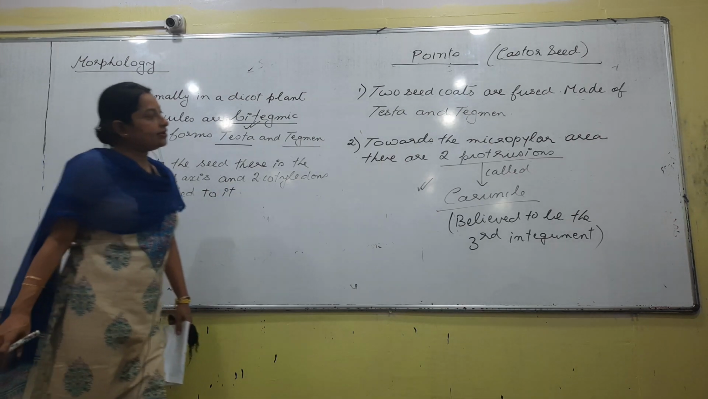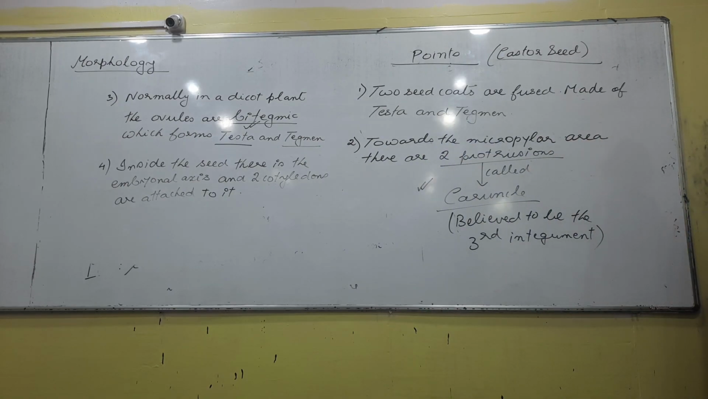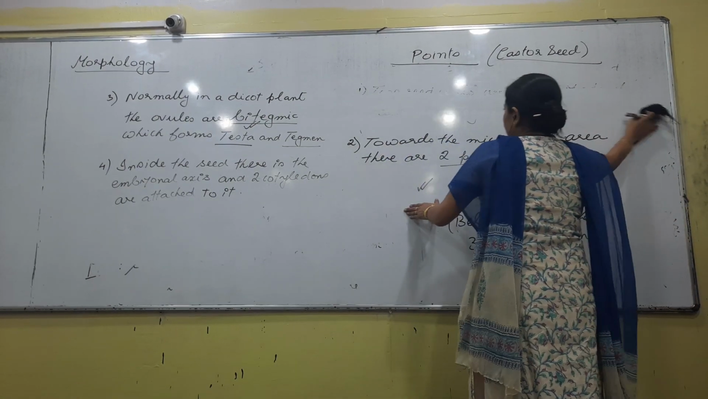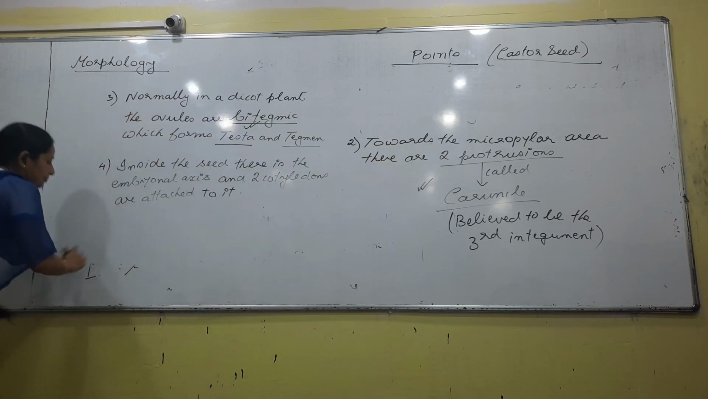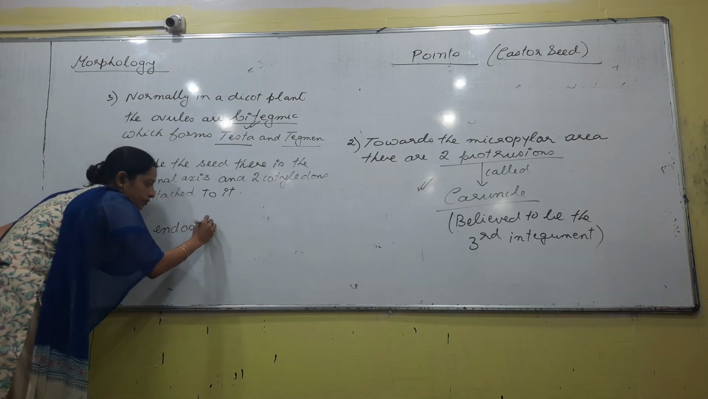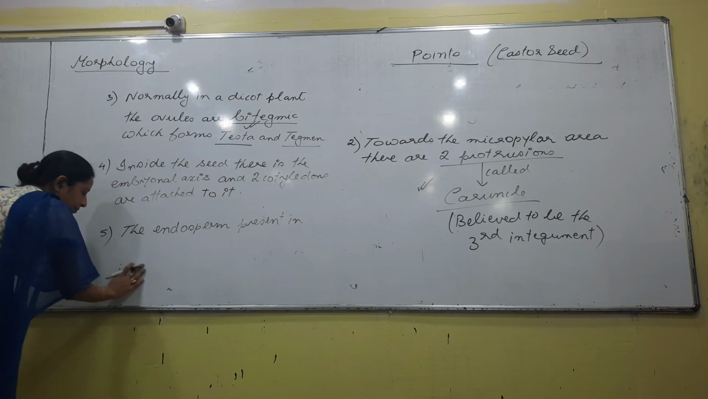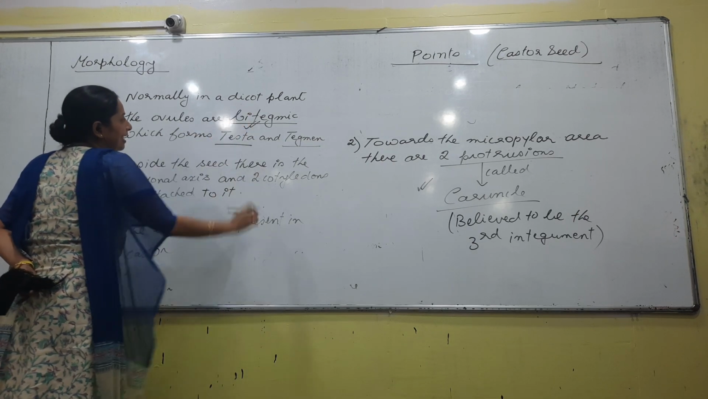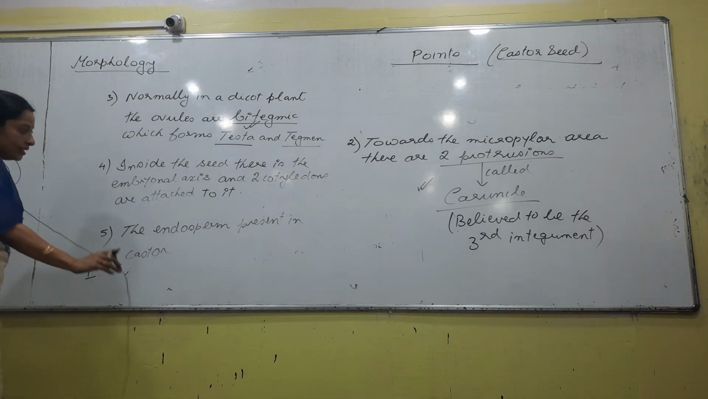What we are doing now is writing the description of the diagram that we have drawn. Ovules are bitegmic. Bitegmic means two integuments present.